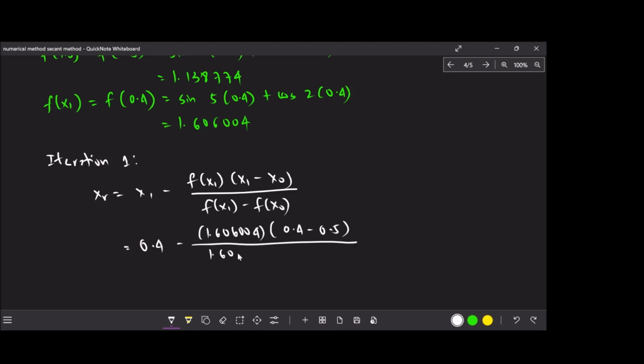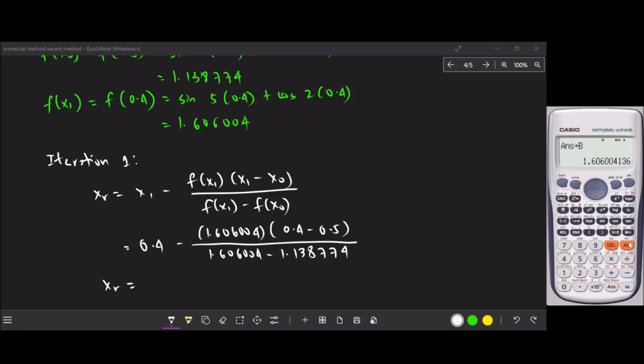1.606004 minus 1.138774. Okay, so that will be our f of x0. Getting now our first iteration of our root, we have 0.4 minus. I've stored its value, 1.606004, in B. So just use B times 0.4 minus 0.5.